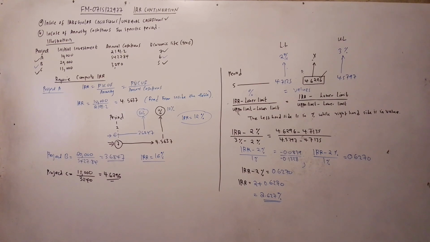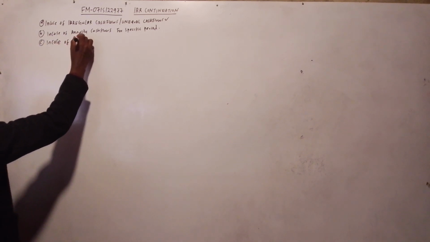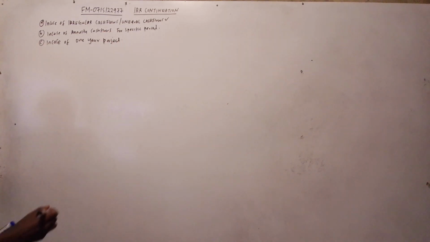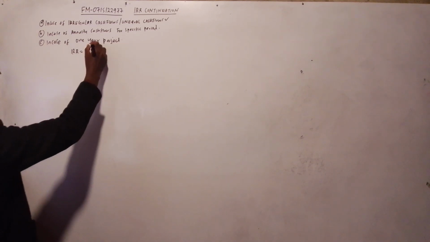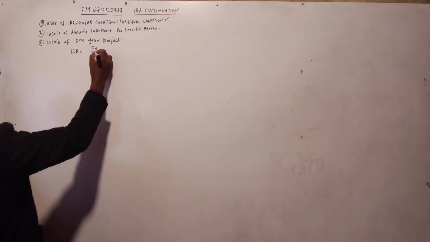In the case of 1 year project. So in the case of 1 year project, so number C, in the case of 1 year project, so IRR is given as follows. So in the case of 1 year project, IRR is equals to future value over present value cash outflow minus 1.